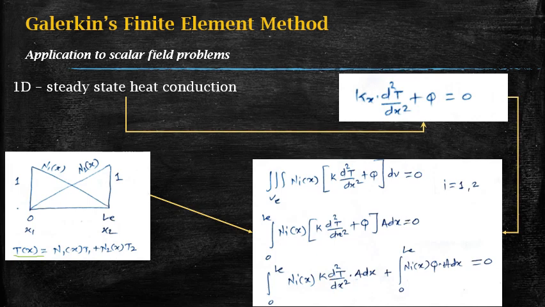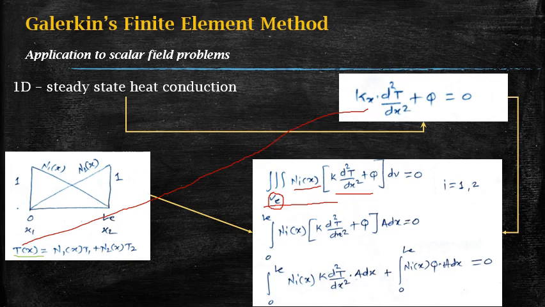Now by Galerkin's approach, we can write triple integral over the volume of element Ni of x into, this is now residue. Keep it in mind. When we substitute this value of T in our governing differential equation, it will give the residue. So this weighing function into this residue, when evaluated over complete domain, the volume of element is your complete domain, is equal to 0. That's what we have done earlier.